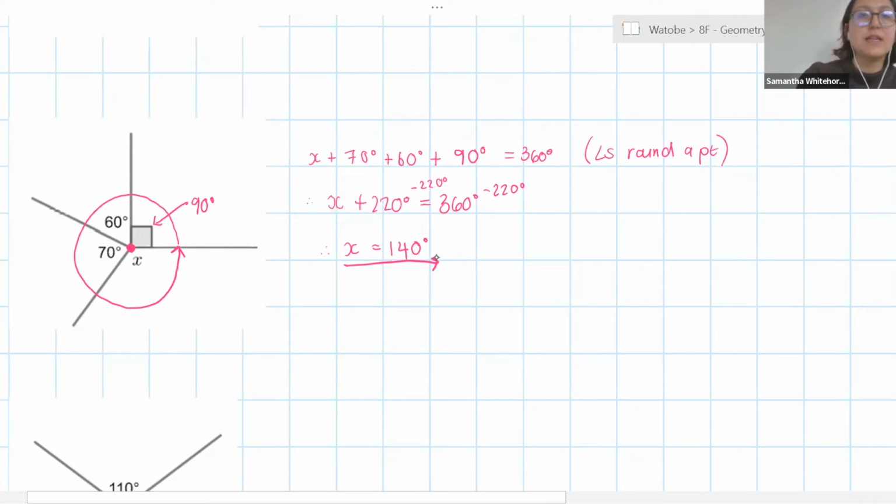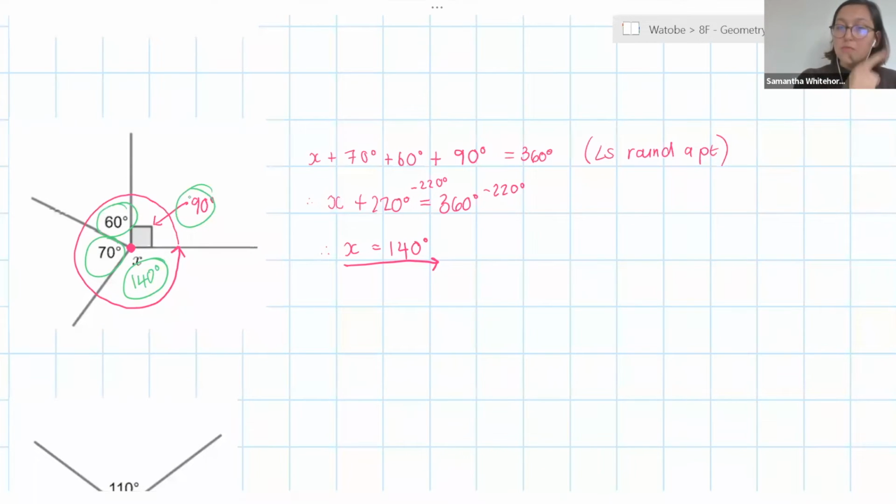All right, now this makes sense. If I plug that 140 back into my diagram, 140 plus 70 plus 60 plus 90, I get 360 degrees, because all of those angles are around that central point. And because it creates a circle, I have to get 360 degrees. Okay, well done. I saw a lot of 140s on the chat. Well done.